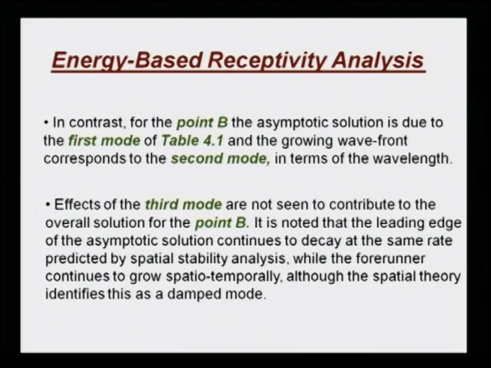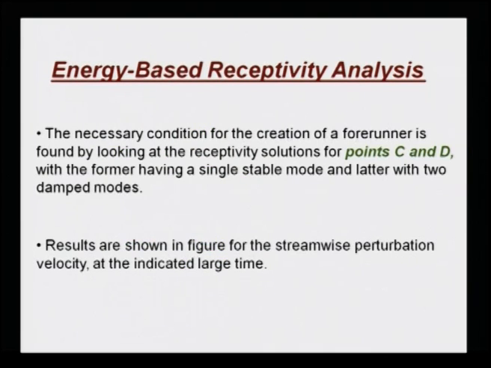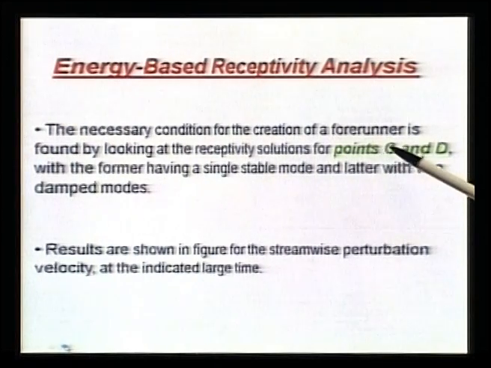Now, the leading edge of the asymptotic solution continues to decay at the same rate predicted by the spatial stability analysis, while the forerunner continues to grow spatiotemporally, although the spatial theory does not identify any growing mode at all. What we notice is that to get this spatiotemporal mode, we probably need to look at solutions for other points.